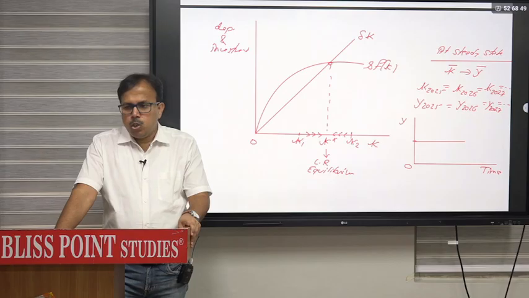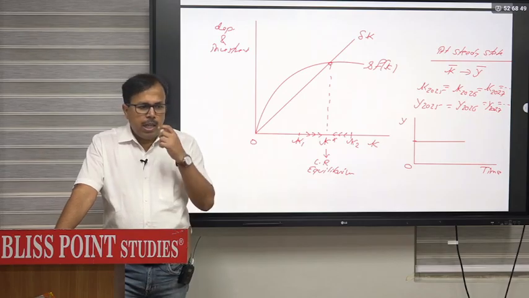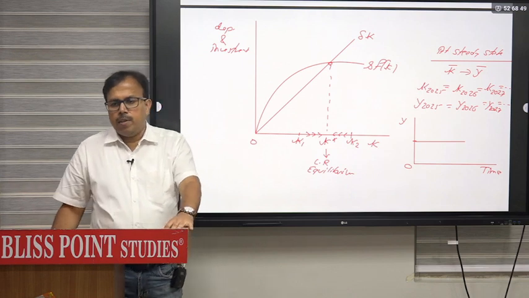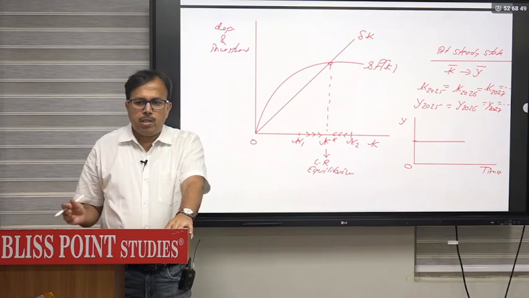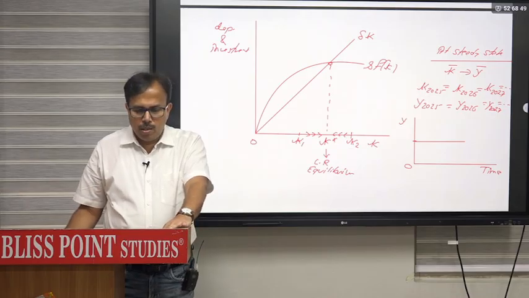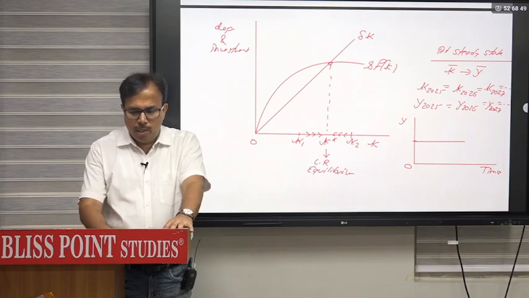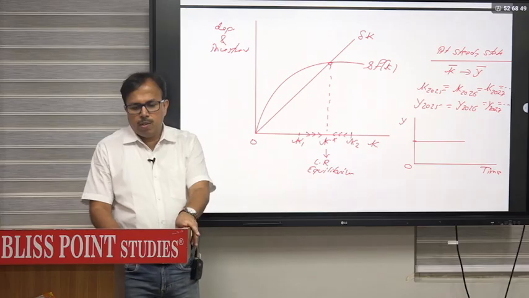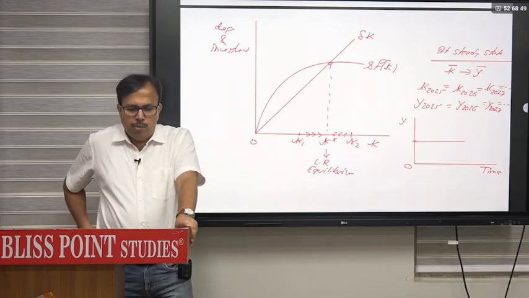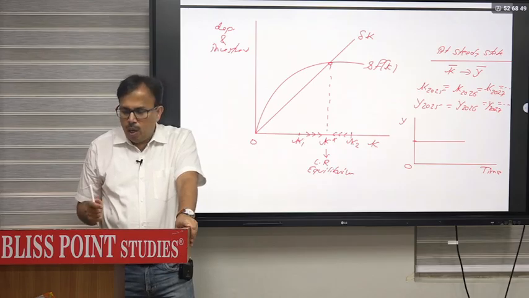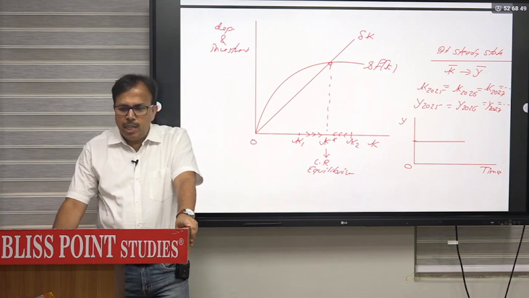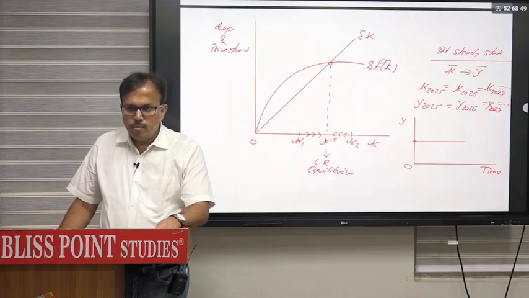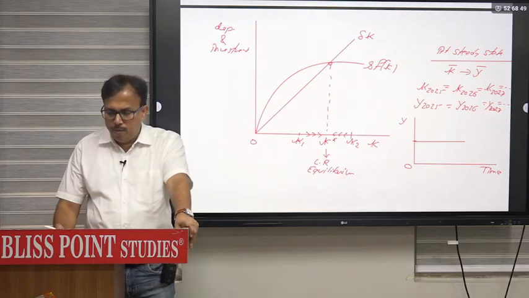It shows that regardless of the level of capital with which the economy begins, that means whether it begins from K1 or K2, it will always end up at the steady state level of capital.